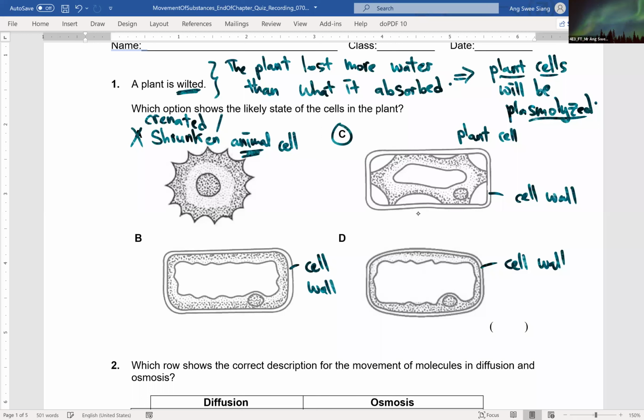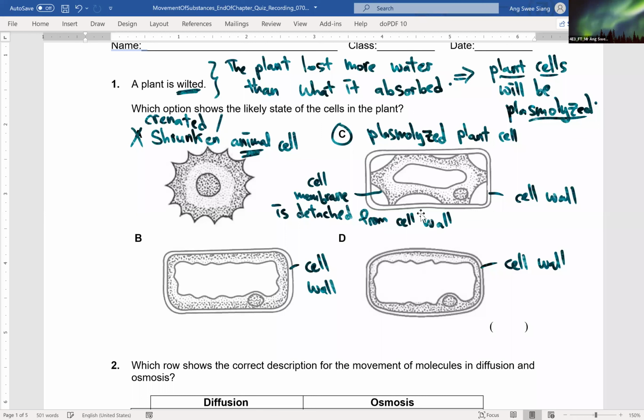Because in C, you can see that this is the cell membrane. The cell membrane is detached from the cell wall. Cell membrane detached from cell wall is characteristic of a plasmolyzed plant cell. So I know C is a plasmolyzed plant cell, and obviously the answer will be C.